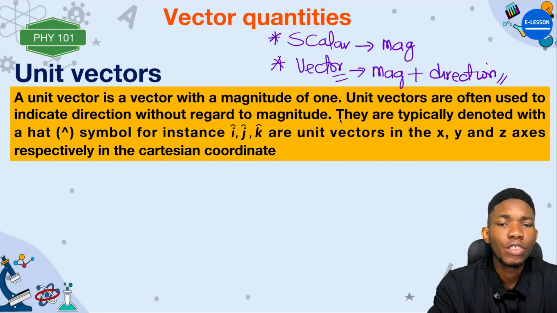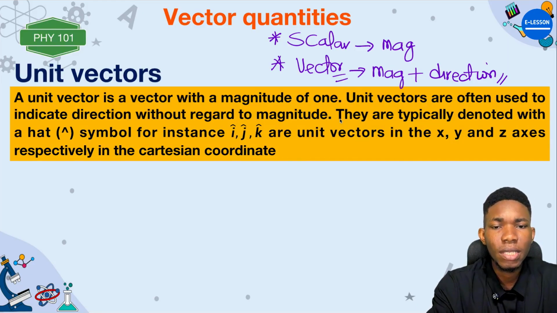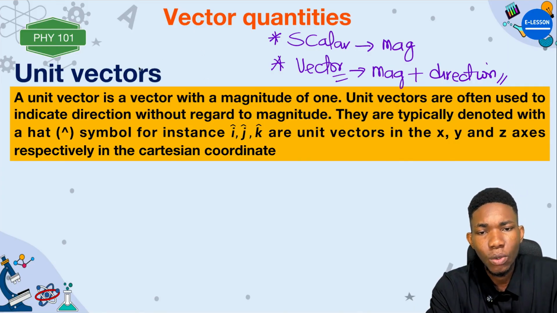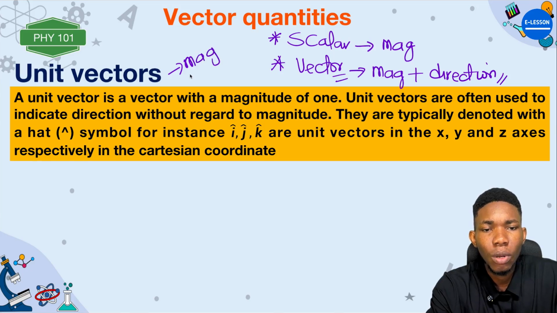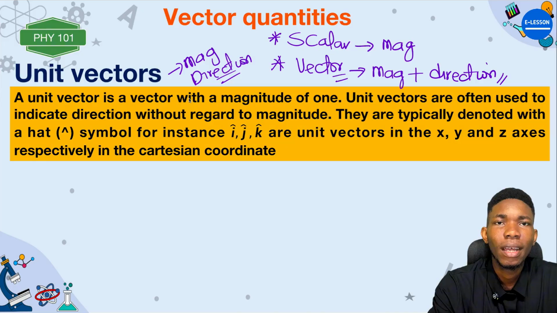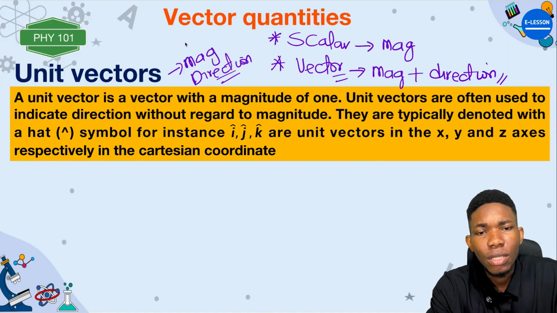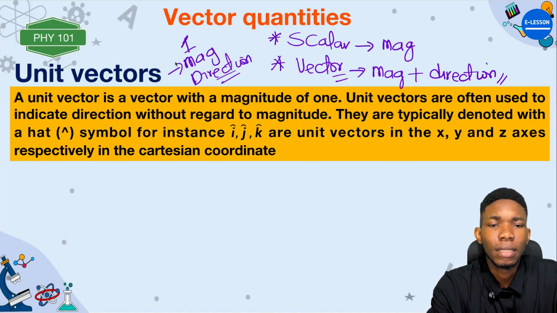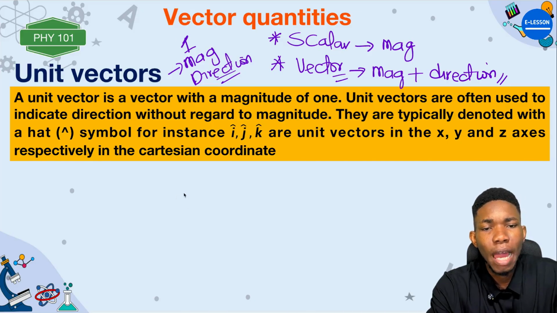Now, we are going to look at unit vector. Every unit vector, so long as it is a vector, has a magnitude and what? A direction. But the question now is, for a unit vector, what is their magnitude and what is their direction? For a unit vector, the magnitude is always 1. Is that okay? Anything multiplied by 1 is still that same thing. So, a unit vector is a vector whose magnitude is 1.